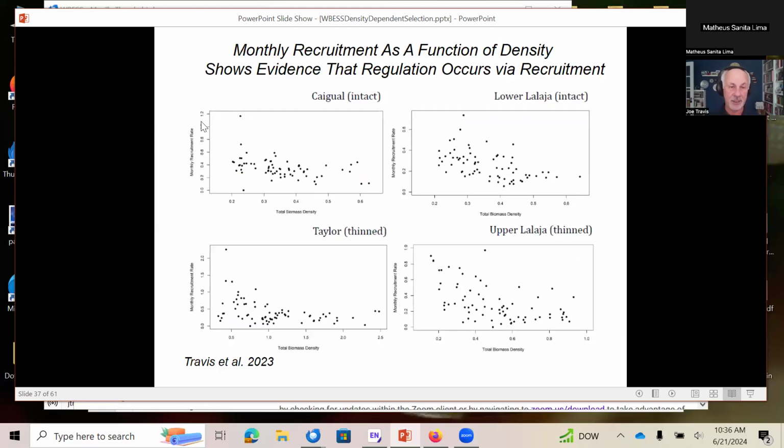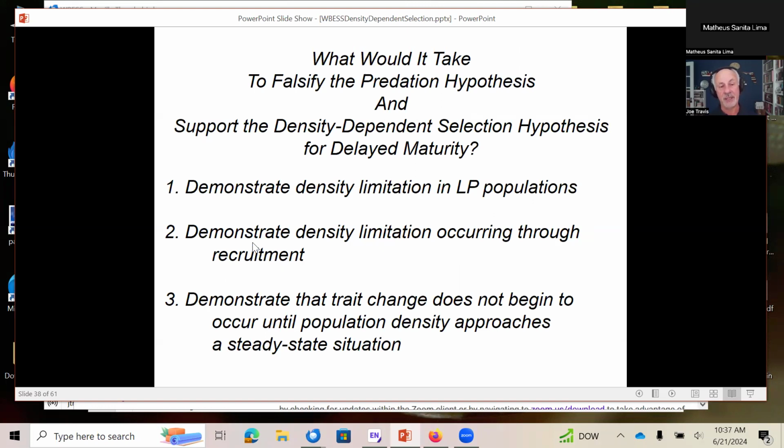This is a graph of the monthly recruitment, the number of new juveniles captured, graphed against the population density in the preceding month. And you can see that in each of our four streams, this tends to be an inverse relationship. Now, these are the raw data. If you adjust these data for the seasonal oscillation in recruitment, you get a much cleaner relationship, and that's described in the paper. But I like showing the raw data so you can see that even in the raw data, without a lot of statistical manipulation, there's an effect on recruitment. There's no effect of adult density on survival. So we've now fulfilled number two, demonstrate density limitation occurring through recruitment.